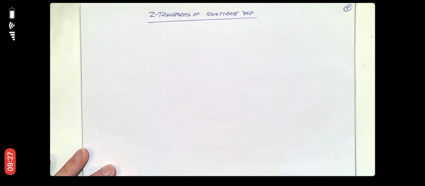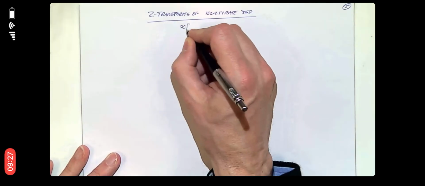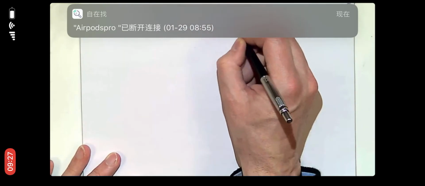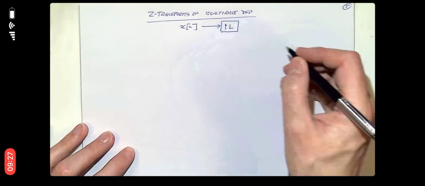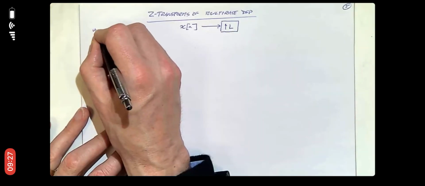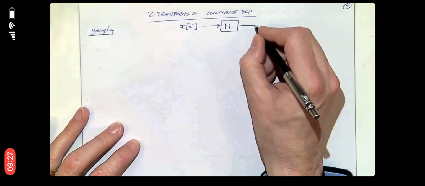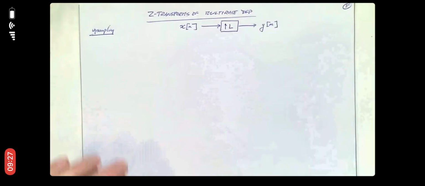So let's look at the type of system that we're building. We have x of n coming in, and we want to look at what happens to its Z transform, in this case for an interpolation or upsampling to some y of m. And we want this upsampling to be by a factor L.